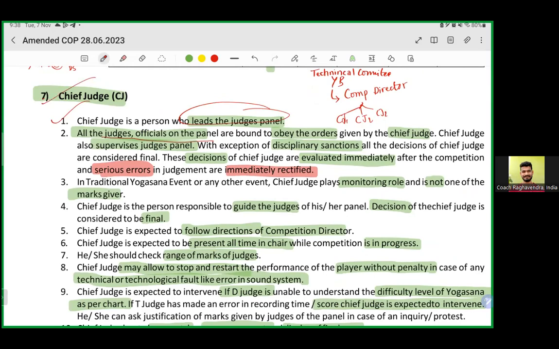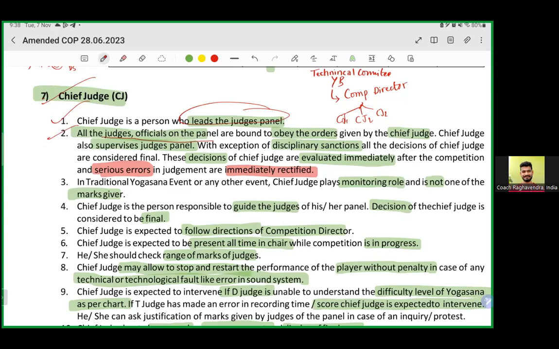And chief judge also supervises the judges panel if there is any disciplinary sanctions. So chief judge decision is considered as final. In case any of these decisions taken by chief judge have serious errors, those judgments can be immediately rectified after the competition.